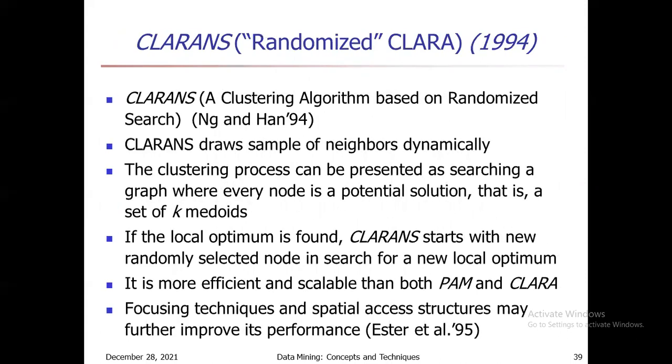CLARANS is a clustering algorithm based on randomized search. CLARANS draws a sample of neighbors dynamically. The clustering process can be presented as searching a graph where every node is a potential solution, that is, a set of k medoids. If a local optimum is found, CLARANS starts with a new randomly selected node in search of a new local optimum, and it is more efficient and scalable than both PAM and CLARA. Focusing techniques and spatial access structures may further improve its performance.